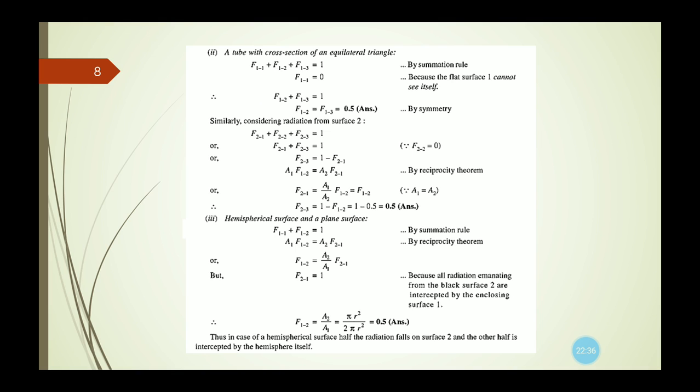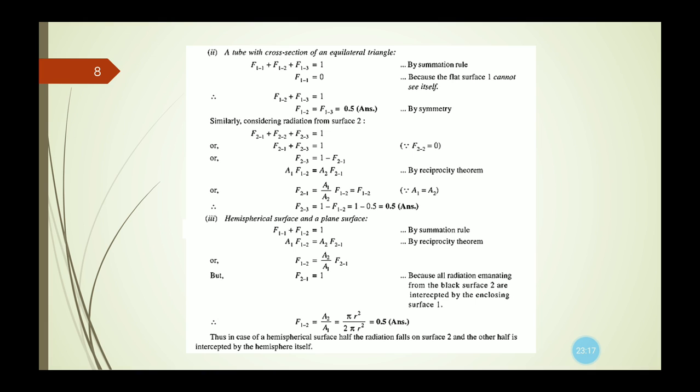Now from the reciprocity relation we can write that A1 F12 equals A2 F21. This can be represented as F12 equals A2 by A1 F21, but F21 equals 1, because all the radiation emanating from the black surface 2 is intercepted by the enclosing surface. So in that case F21 equals 1. If we put this value of F21 in the reciprocity relation, we get F12 equals A2 by A1.